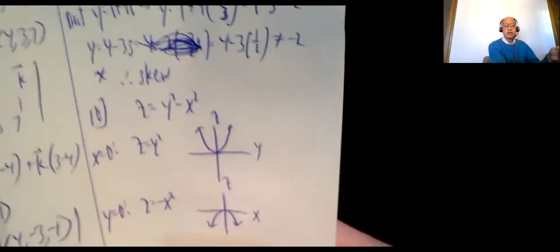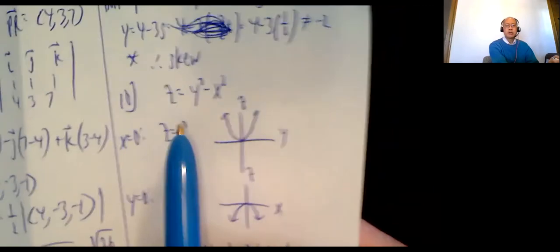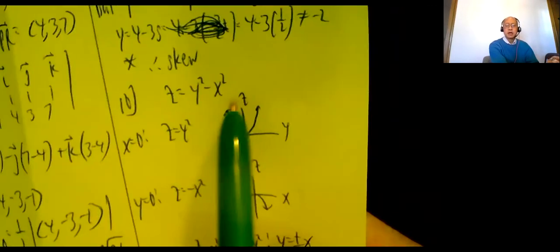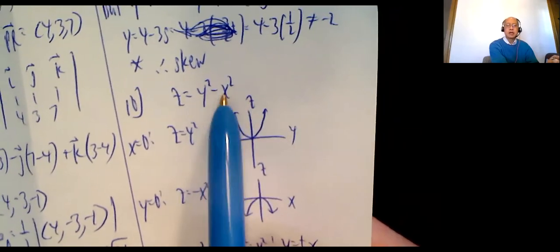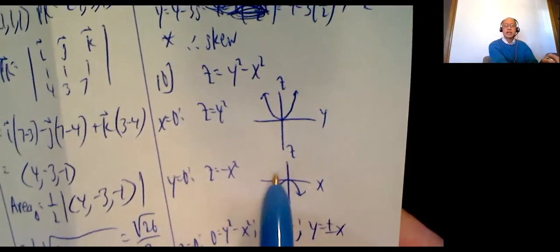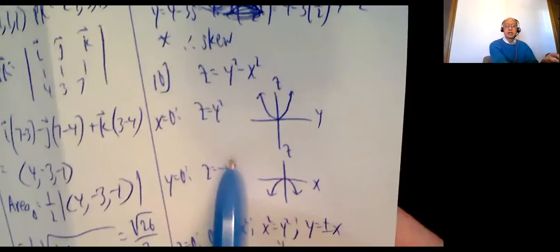Okay, 10, the traces for z equals y squared minus x squared. X equals 0, the yz plane. By convention, whenever z is involved, z is going up. Plug in 0, z equals y squared, parabola opening up as far as the yz plane is concerned. Y equals 0 is the xz plane. Z again is always up. Z is negative x squared, parabola opening down.